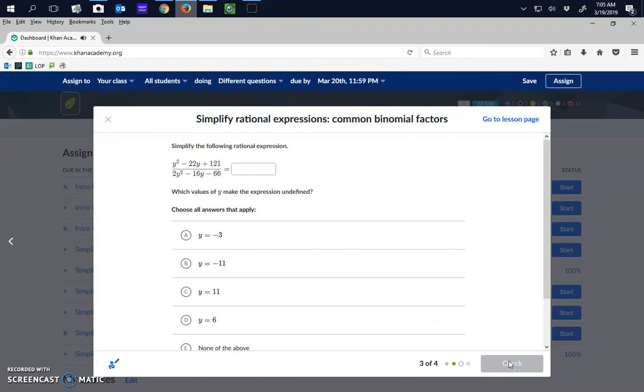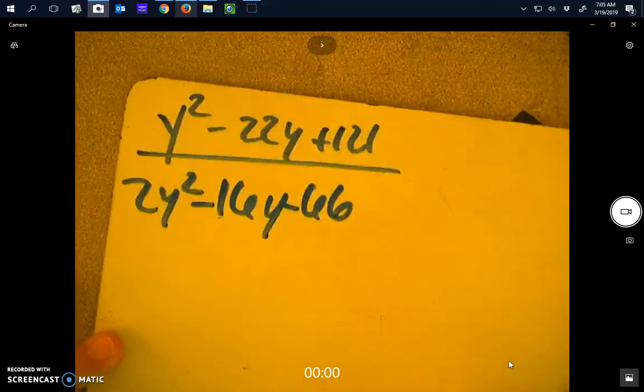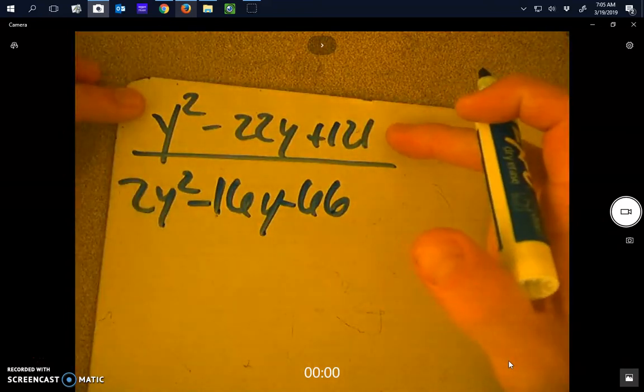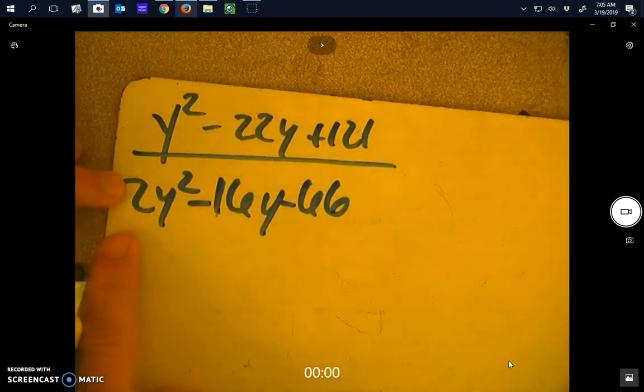Two more. Okay, y squared minus 22y plus 121 all over 2y squared minus 16y minus 66. Okay, so a couple of things here. We got to factor the top and the bottom. We see a 2 right here. We can factor that out because these are all even. So we can do that.